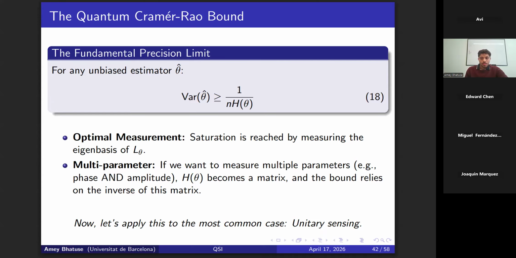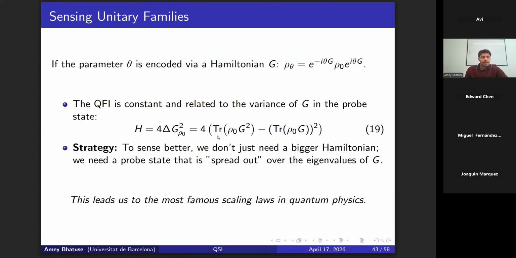So let's check an application where you have a parameter theta encoded by a Hamiltonian. This is your rho theta, and these are your unitaries, and the quantum Fisher information for this is constant and is related to the variance of this Hamiltonian for the probe state. The strategy to sense it better is that we don't just need a bigger Hamiltonian. We need a probe state that is spread out over the eigenvalues of this G.